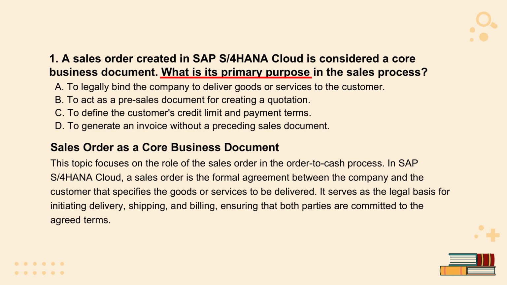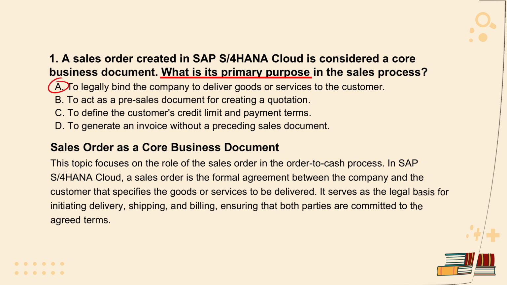Well, it sounds basic, but it's crucial. The primary purpose, the number one thing, is that it legally binds the company to deliver goods or services to the customer. Legally binds, so it's more than just a record. Oh, absolutely. It's the official agreement, the trigger, really. That document becomes the legal basis for actually planning the delivery, checking stock, and ultimately sending the invoice. It's that formal promise.